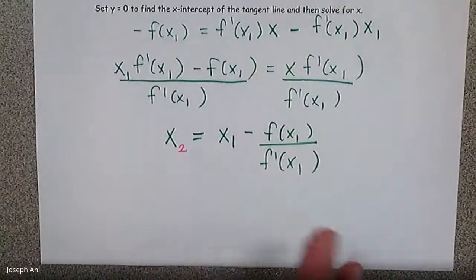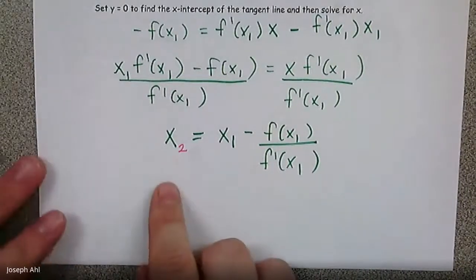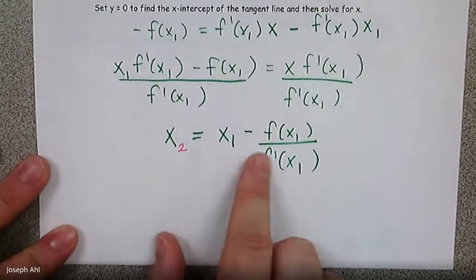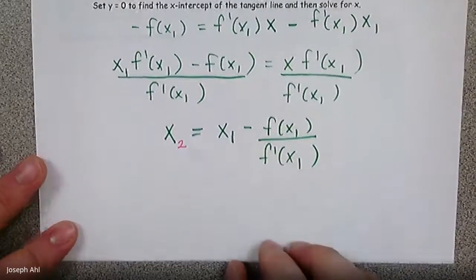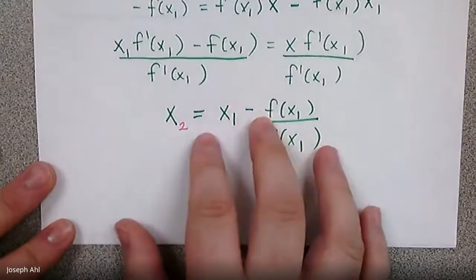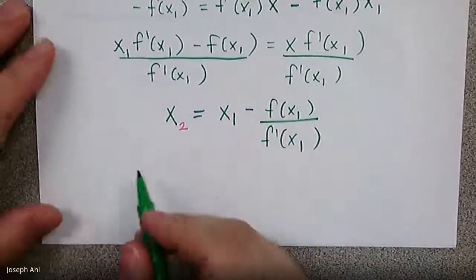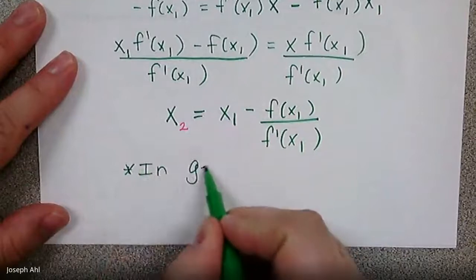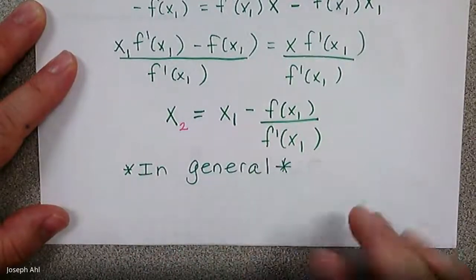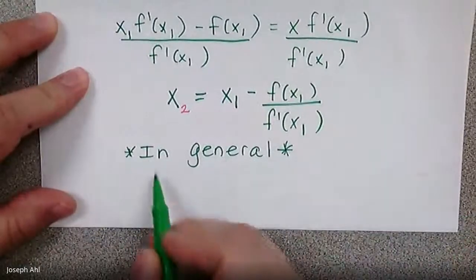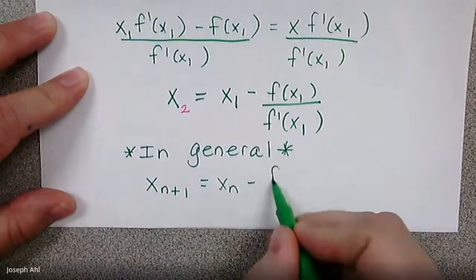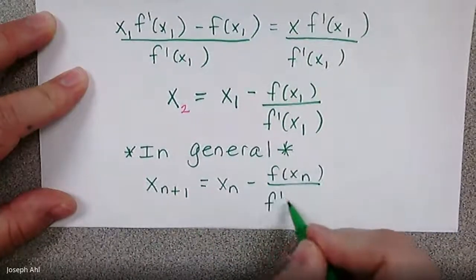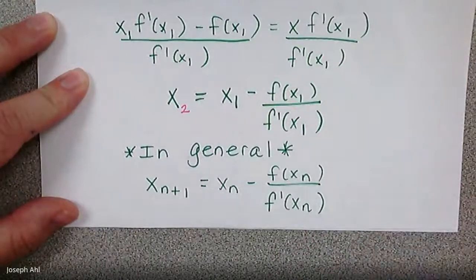So what we can do is make some connections: if I repeat this process again to get to the third guess, x3 would depend on x2 minus f of x2 over the slope at x2, f prime of x2. So the relationship among these subscripts in general becomes the following. The formula for Newton's method is x sub n plus 1 equals x sub n minus f of x sub n over f prime of x sub n.